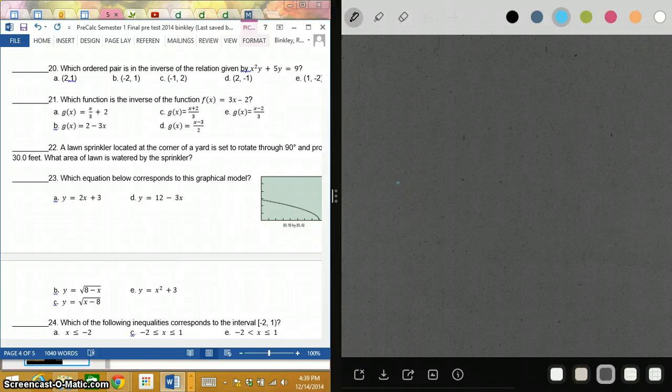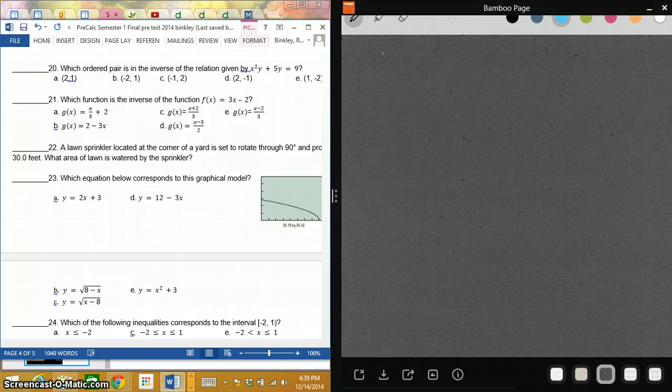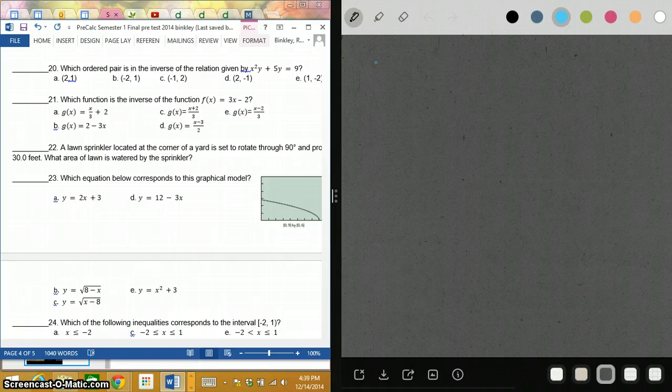Right, you guys, question number 20. Which ordered pair is in the inverse of the relation given by x squared y plus 5y equals 9? The first thing I did here is I solved for y, and then just put it in my graphing calculator, and you'll see why in just a second.